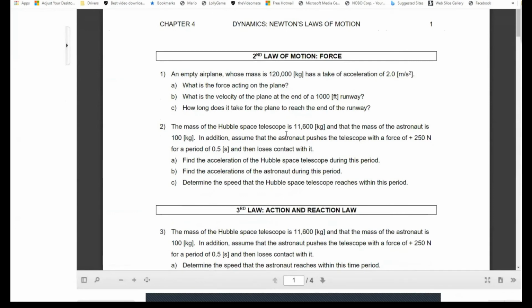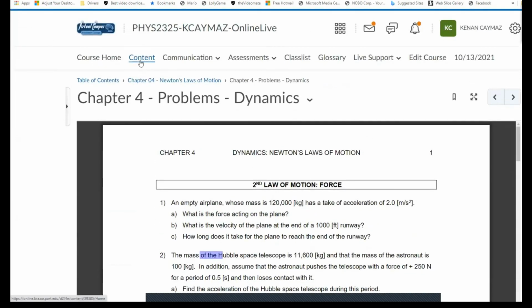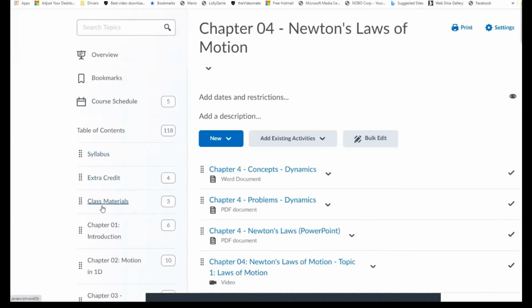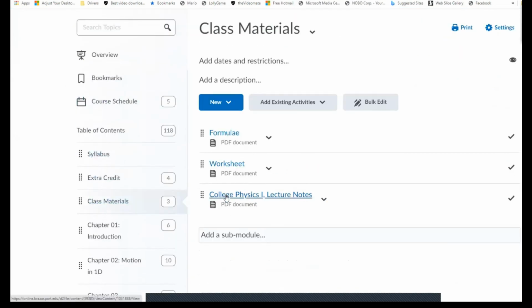On this task, from a multiple choice perspective, just know how to do these. I probably gave you guys my solutions for these. And you should be able to find the solutions for either class. Just go to class materials, open this up, college physics.